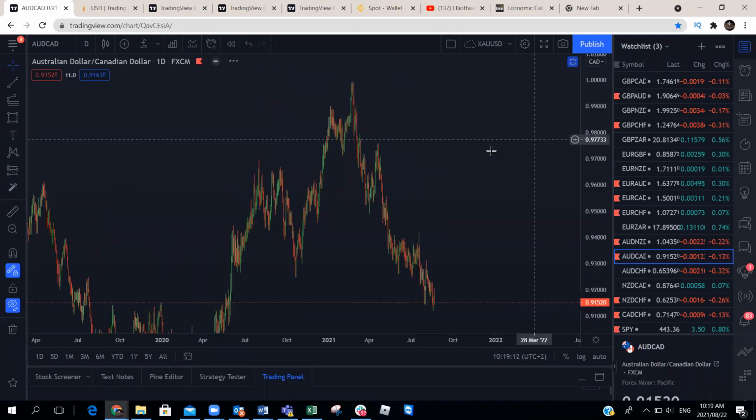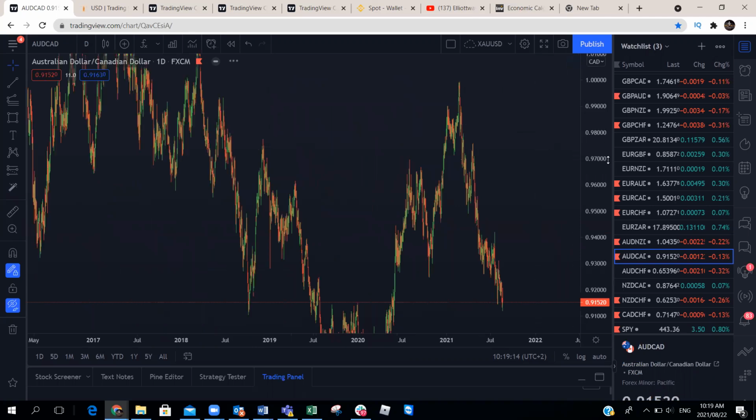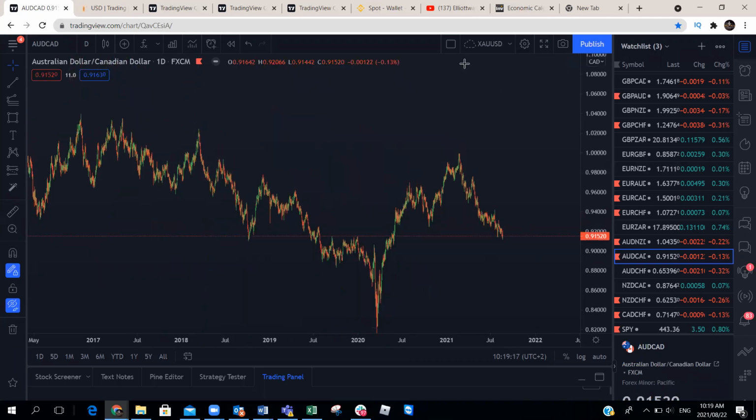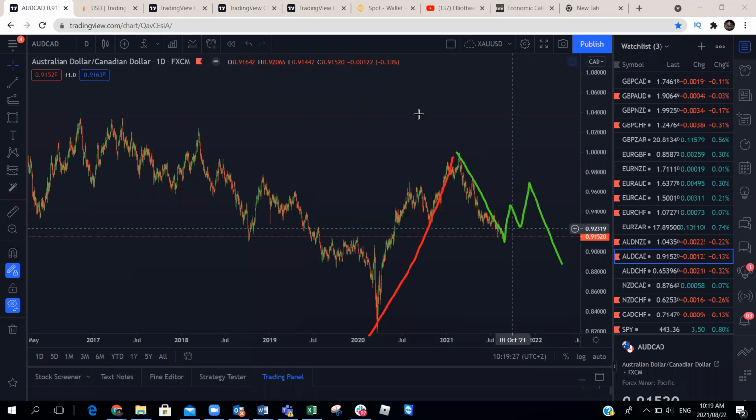AUDCAD, looking for more downside. It has completed these 3. It's actually a 5-wave move here. This is an impulse in the lower degree, so this impulsive move is starting a correction. We should see a reaction here in 3 before continuation to the downside. Wait for that reaction before you take this.